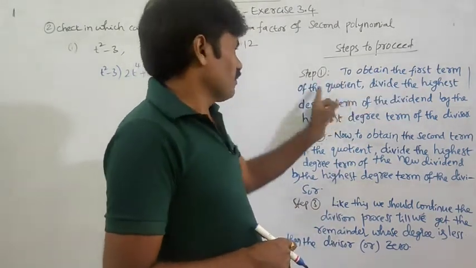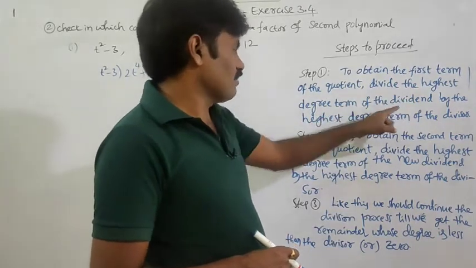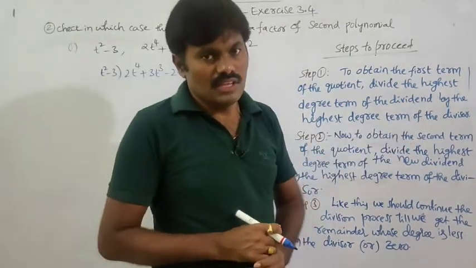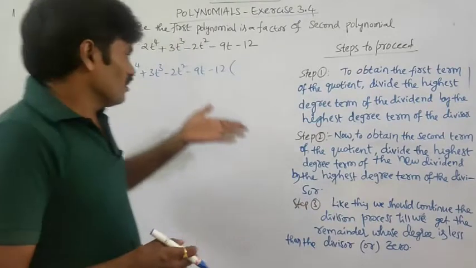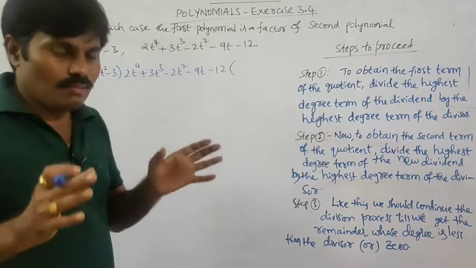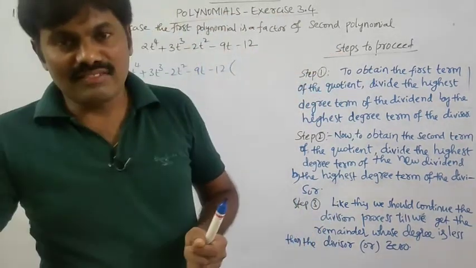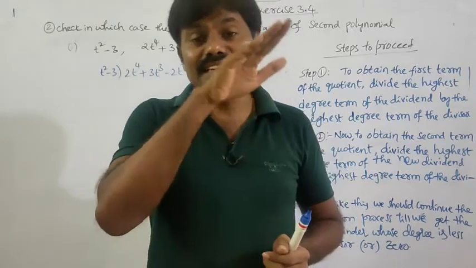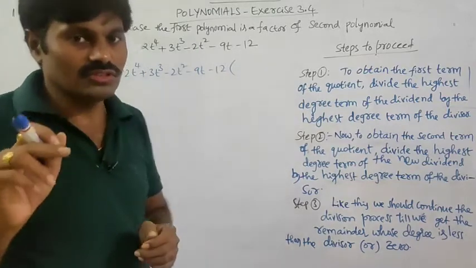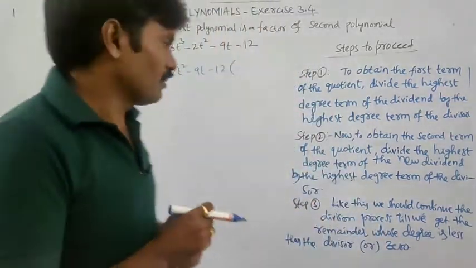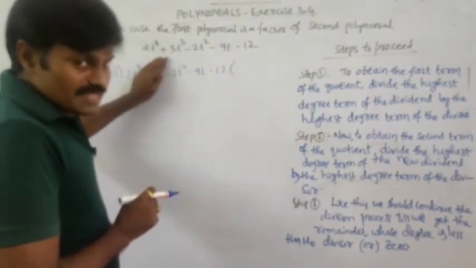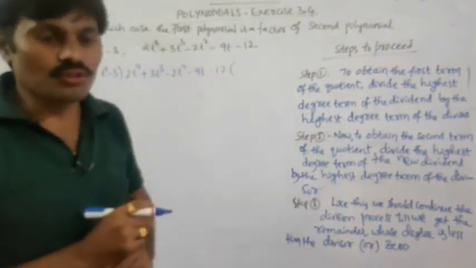See, to obtain the first term of the quotient, divide the highest degree term of the dividend by the highest degree term of the divisor. My dear children, before writing in division form like this, you arrange the given polynomials in decreasing order of their degree. Then it becomes easy. If any terms are missing, you should keep 0 for that particular term's degree. Like for example, here 3t cube is missed, so we can write it as 0 into t cube.